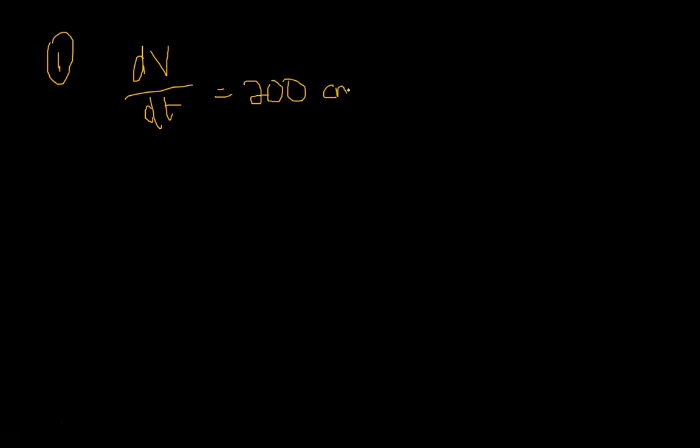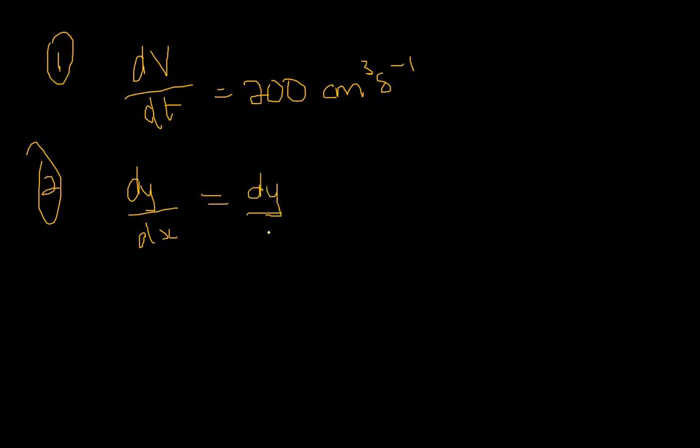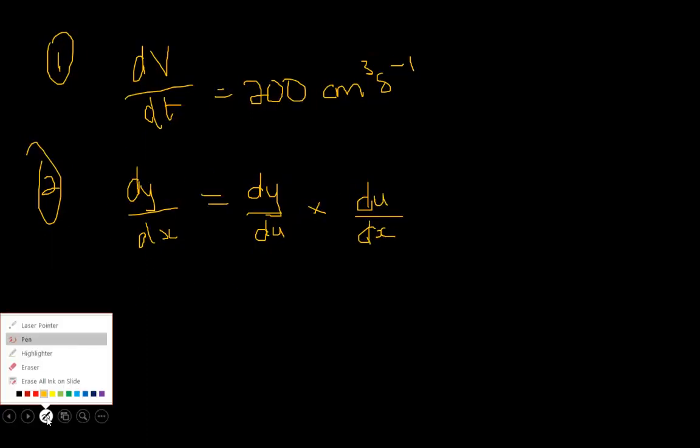So we know the first thing, dV on dt, and they told me that's equal to 200 centimeters cubed per second, right? So the second thing is using the chain rule. Modifying the chain rule a bit to get what you want, right? And the chain rule is dy on dx is equal to dy on du times du on dx. So I'm going to modify this rule to get what I want.